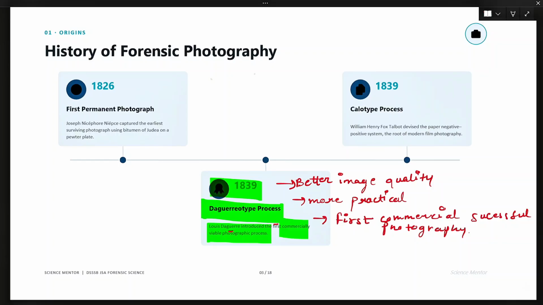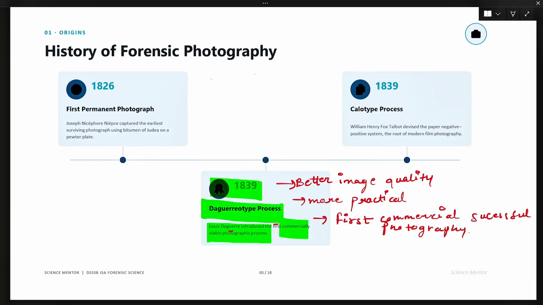Let me ask you something. What is the difference between an invention and an improvement? Here Niépce proved that photography could exist and Daguerre made it useful for society. That is why both scientists are equally important. One scientist introduced photography and the other improved the photography.